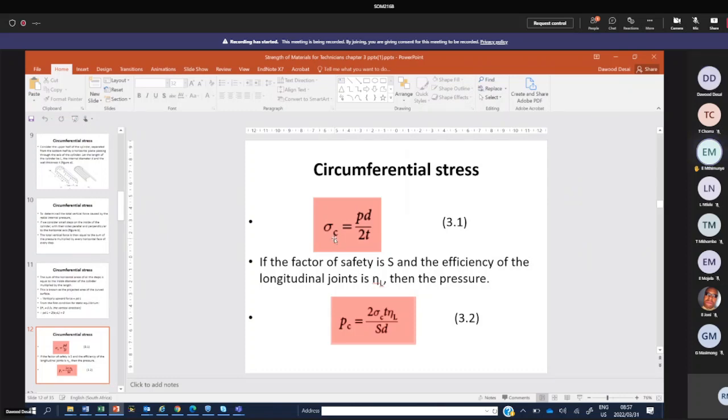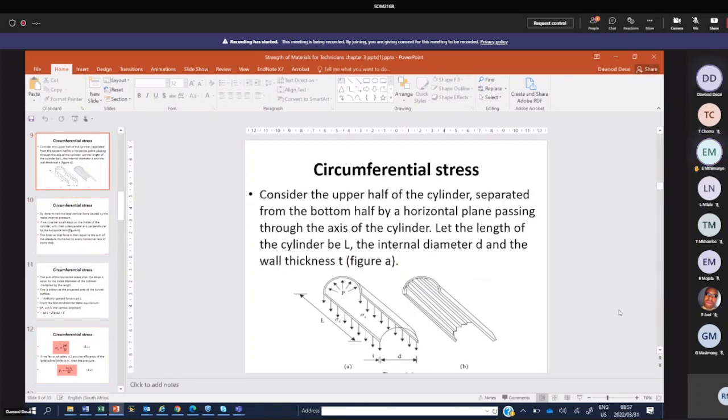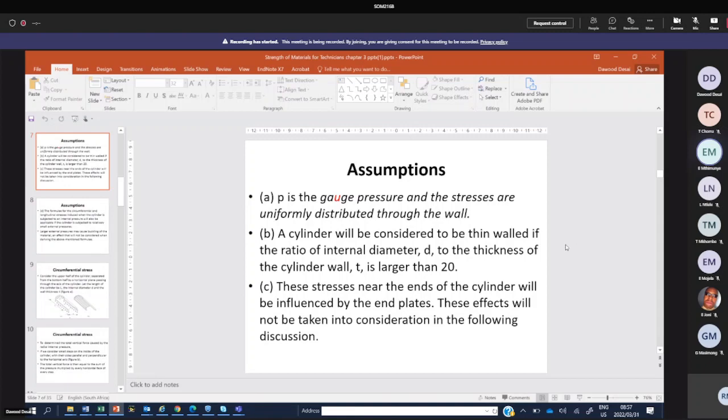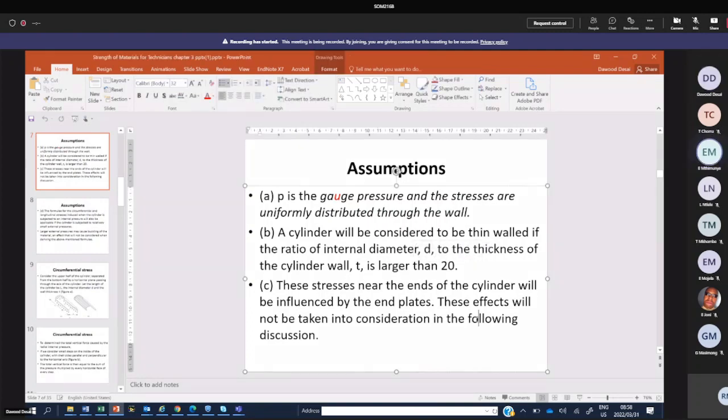Excuse me, sir. Sorry to disturb. Can you go back to the theorem that you just mentioned? The ratio of the diameter D over T. Is it supposed to be larger than 20? Yes. Then it will be thin walled. You don't have to worry about it because your section is only thin wall. You do not have thick wall in your syllabus, so don't worry about that.